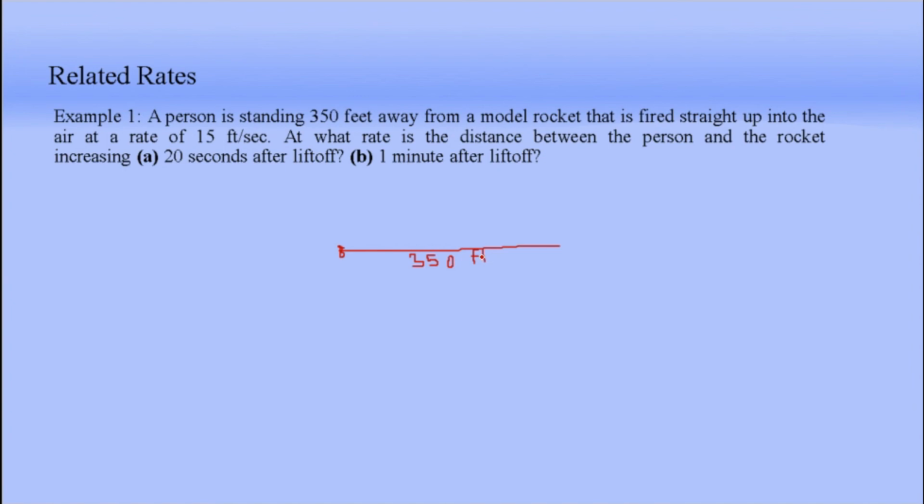Which is 350 feet. And now a model rocket that is fired straight up into the air at the rate of 15 feet per second. So this will be the illustration of a rocket increasing. So something like this.